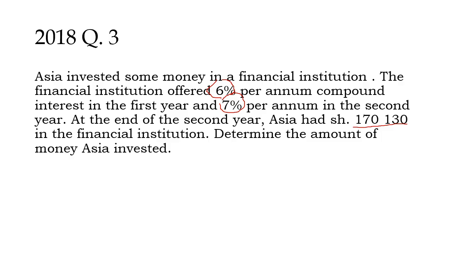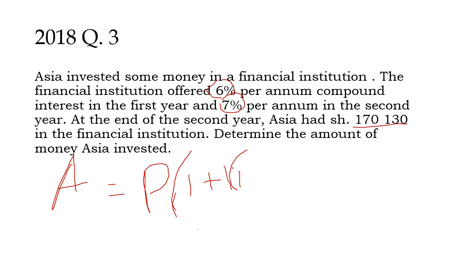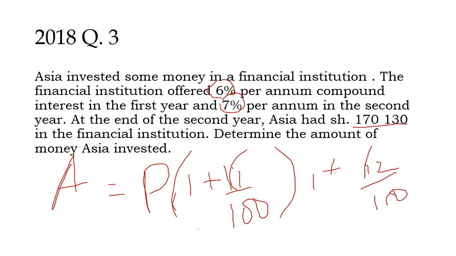So here we will do this because the rate is different. We said if the rate is different, what do we do? We multiply: we say amount is equal to principal into 1 plus rate 1 over 100, into 1 plus rate 2 over 100. So that is how we do it.